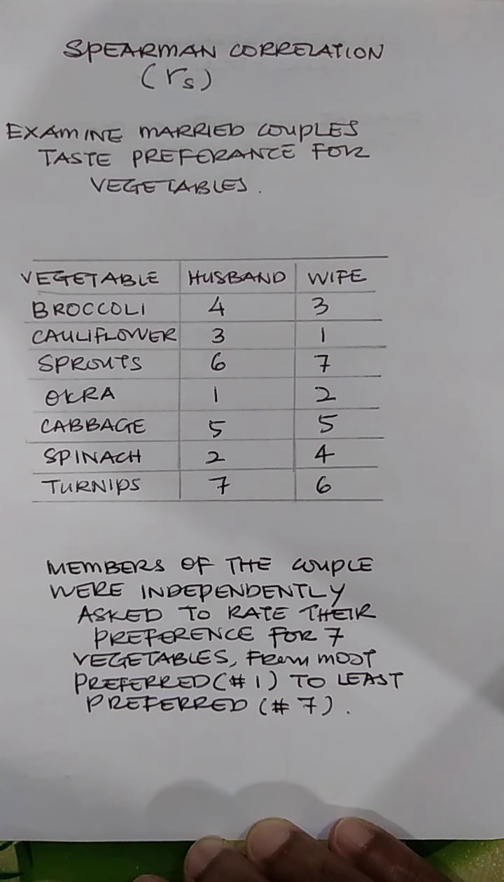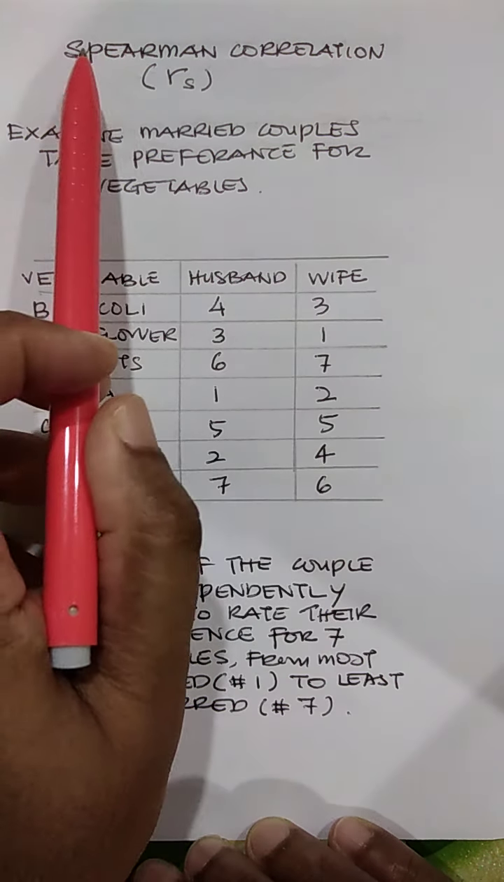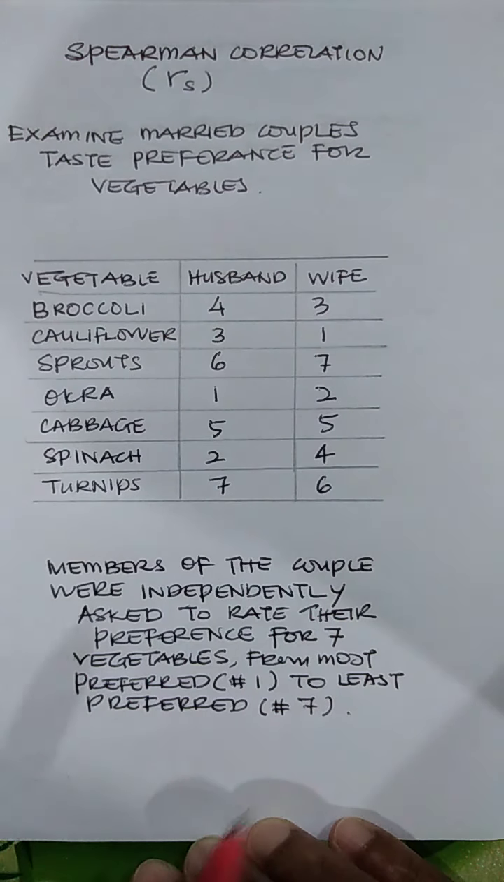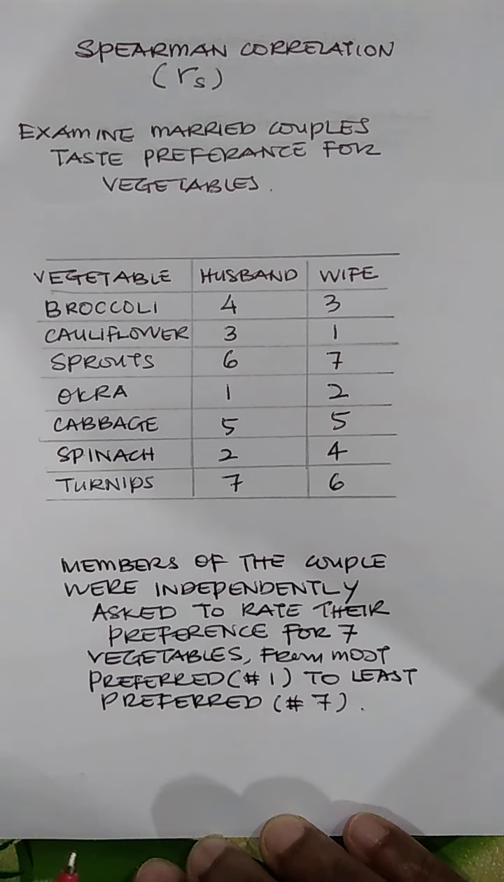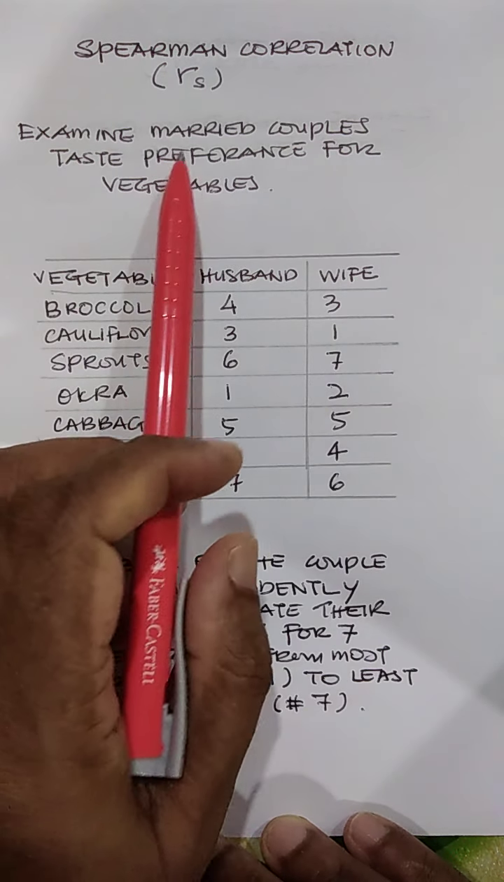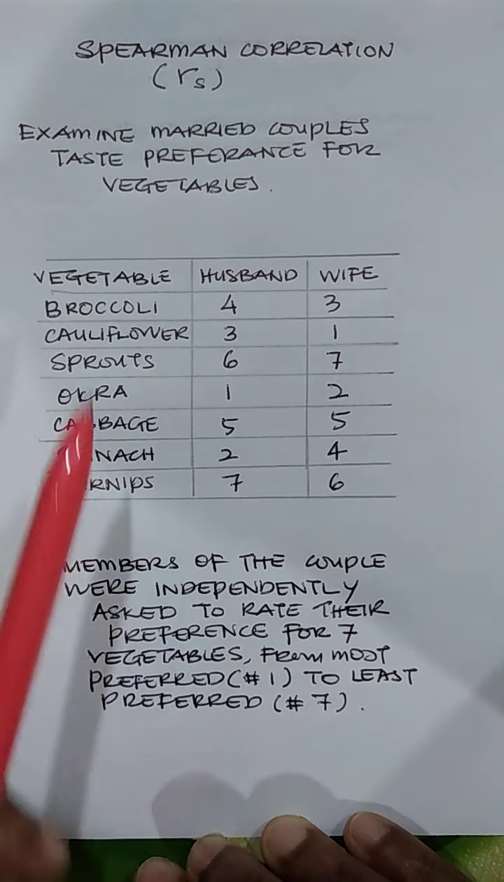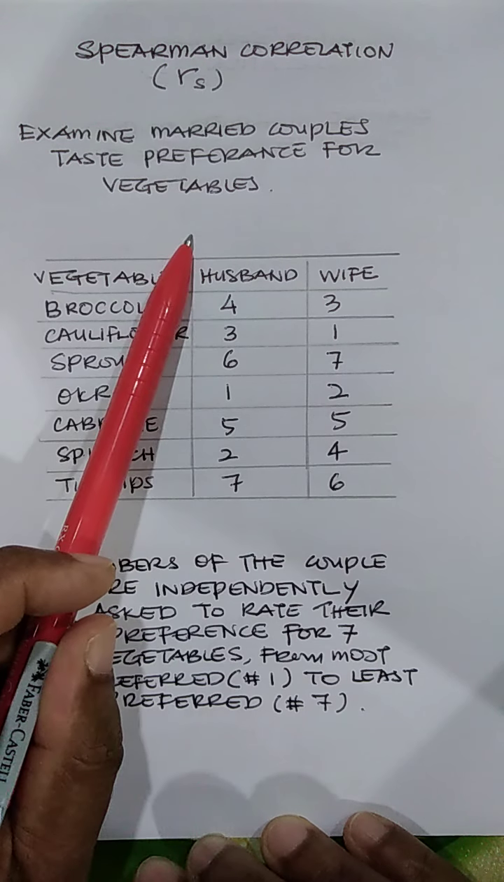Hello everyone, in this video I'm going to show you how to compute Spearman correlation by hand. Okay, let's say that you have a group of data on married couples on their taste preference for vegetables.